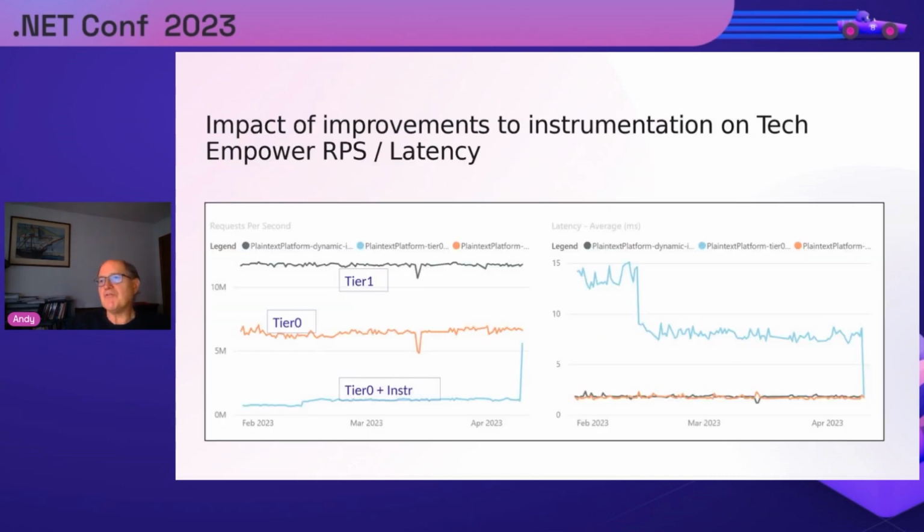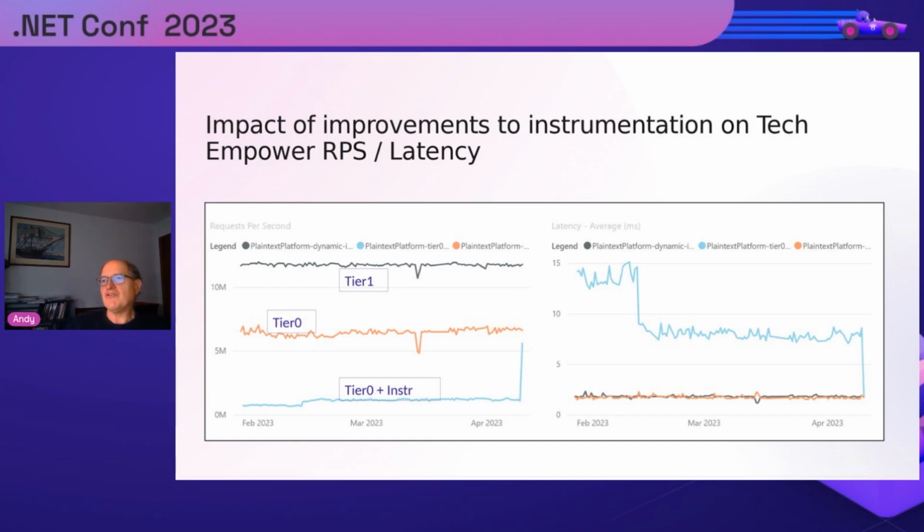There's an example of the payoff of that. If you look up here, on the left is a performance chart where higher is better. So a normal optimized code is up there with the black line. If we force the application to stay in tier 0 and we don't allow it to re-optimize any methods, you can see the performance drops by about a factor of 2.